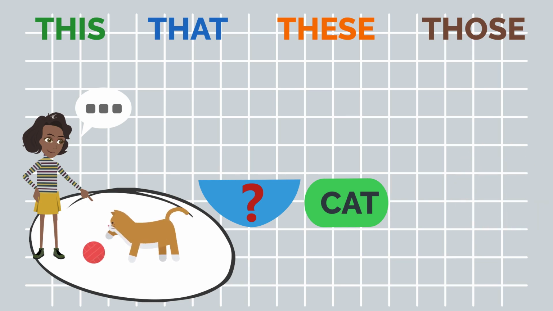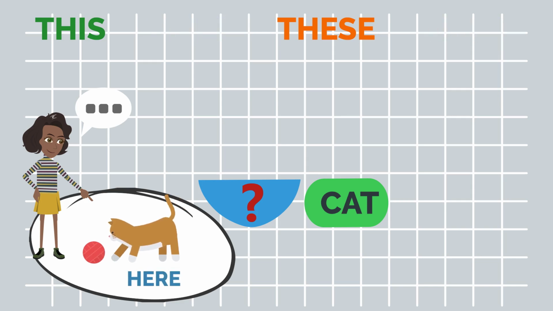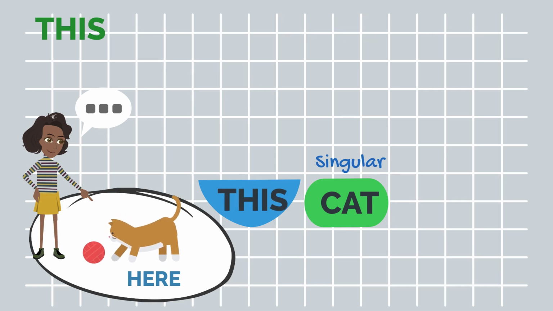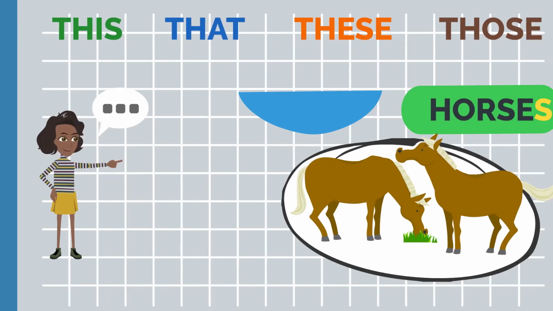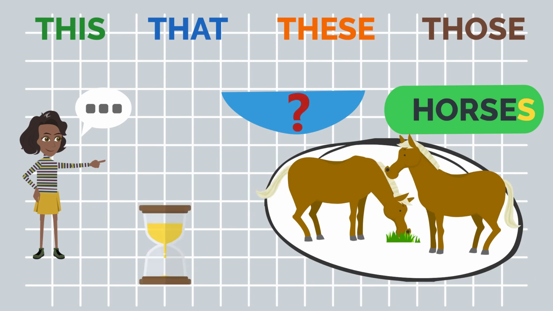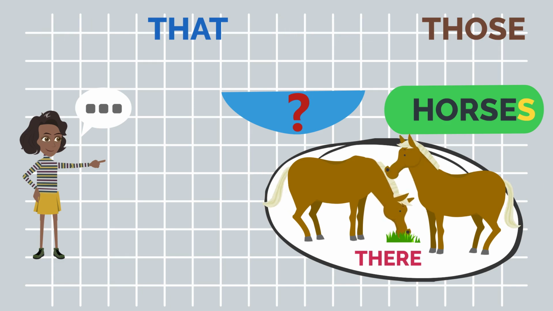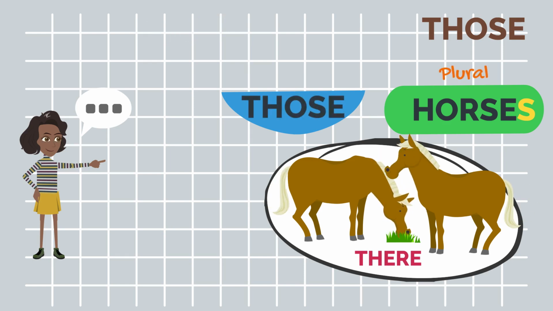The cat is here. The noun cat is singular. This cat. The horses are there. The noun horses is plural. Those horses.